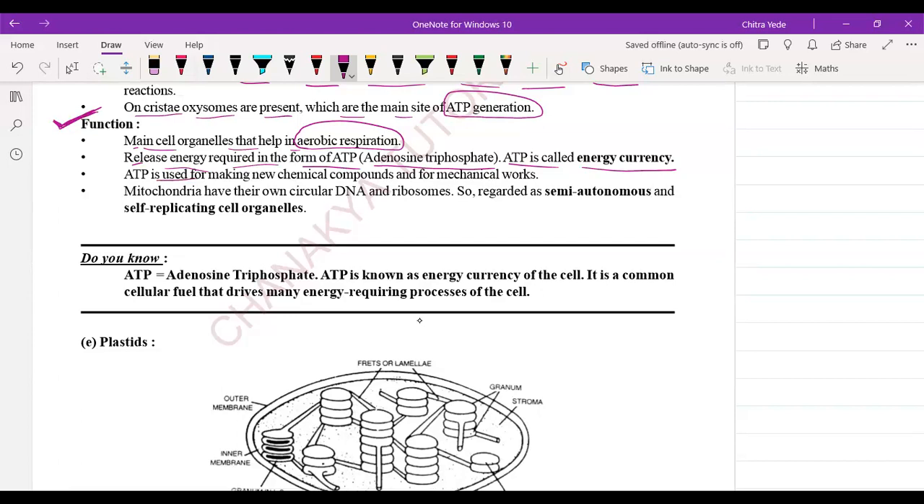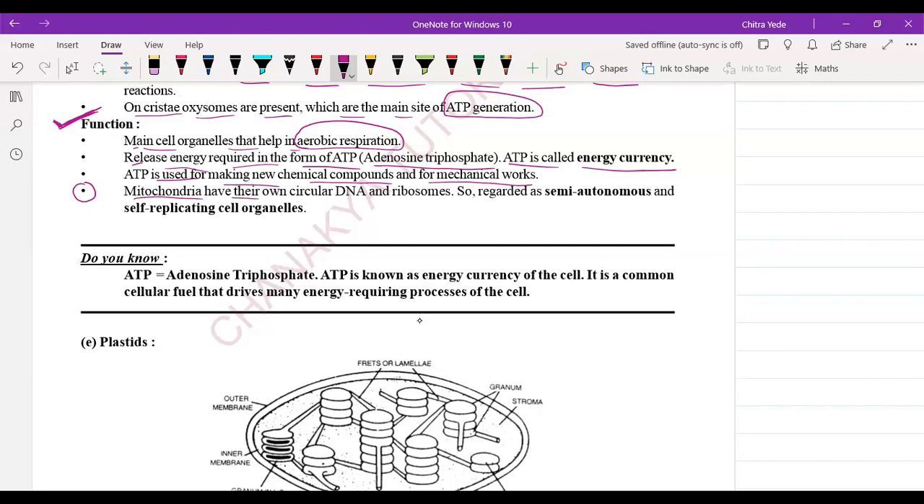ATP is used for making new chemical compounds and for mechanical work. ATP is generally an energy-rich molecule, which is used for the different essential purposes of the cell. Energy is stored in the form of phosphate bonds in ATP. So ATP is the energy currency of the cell, you can say.